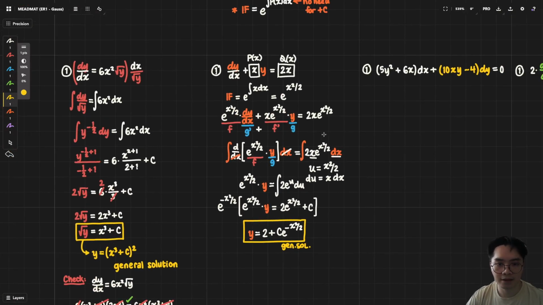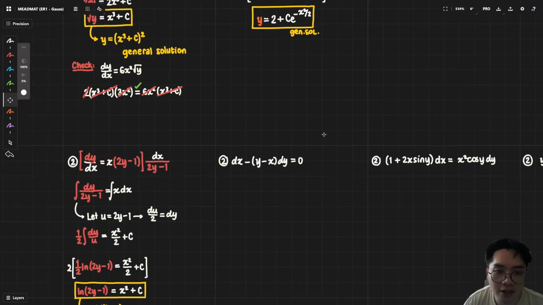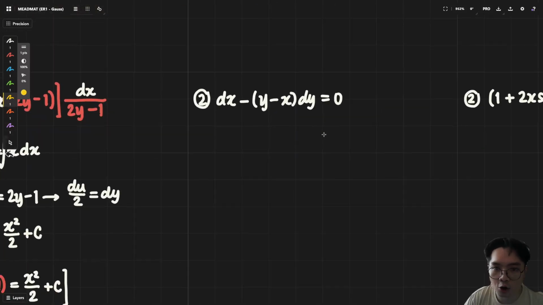Okay, that is our number 1. Now, let's try this out. I will no longer color code, right? No color coding any longer. And now, this is where the difficulty of the LDE, the linear differential equation, presents itself.